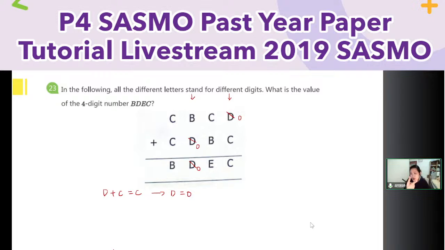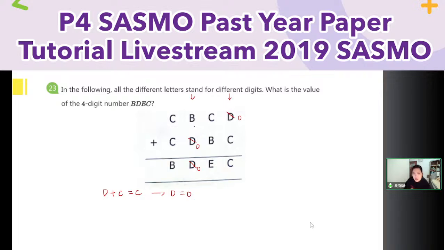There will be two situations. That is, B plus 0 will be 0. B is 0, right? But can B be 0 again? No, because it says all the different letters stand for different digits. So that means B cannot be 0. Then if B cannot be 0, then B can be which number?